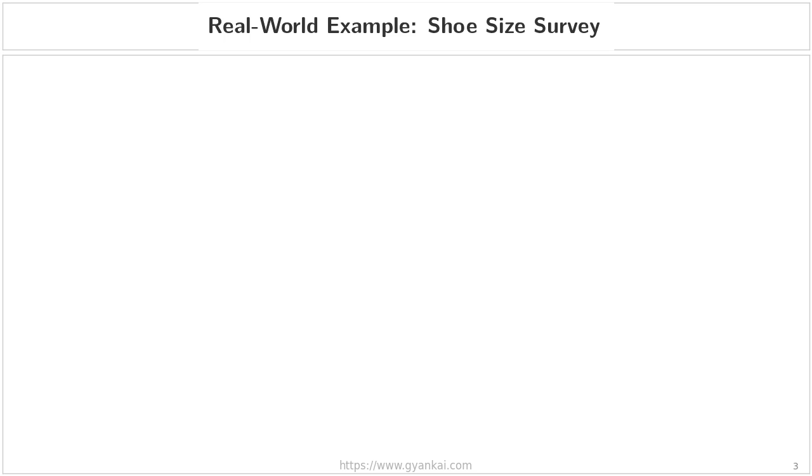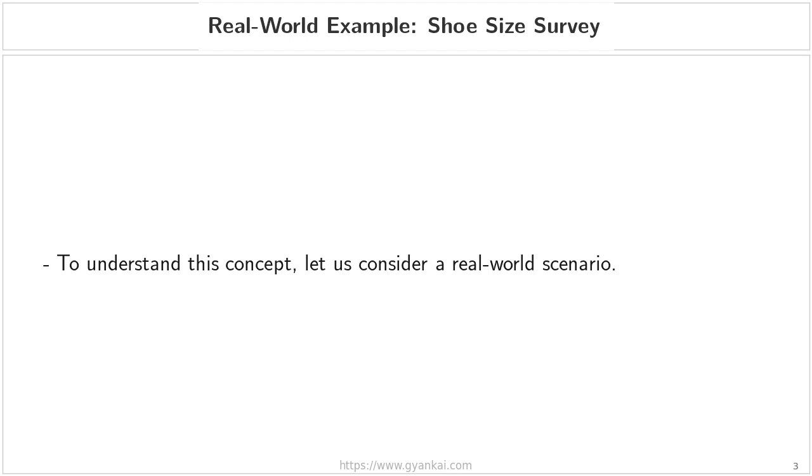Real-world example, shoe size survey. Now that we have defined what it means for data to be multimodal, let's move away from abstract definitions and look at a real-world scenario to see this concept in action.